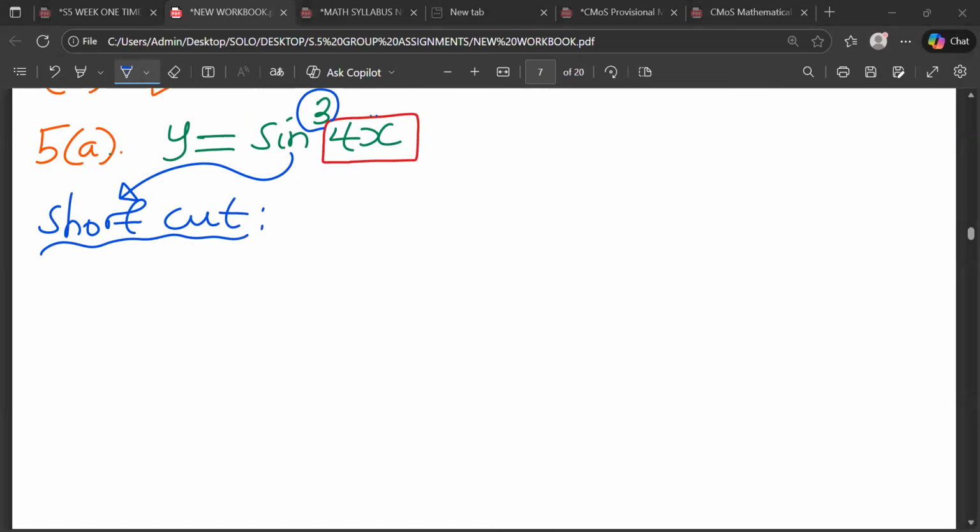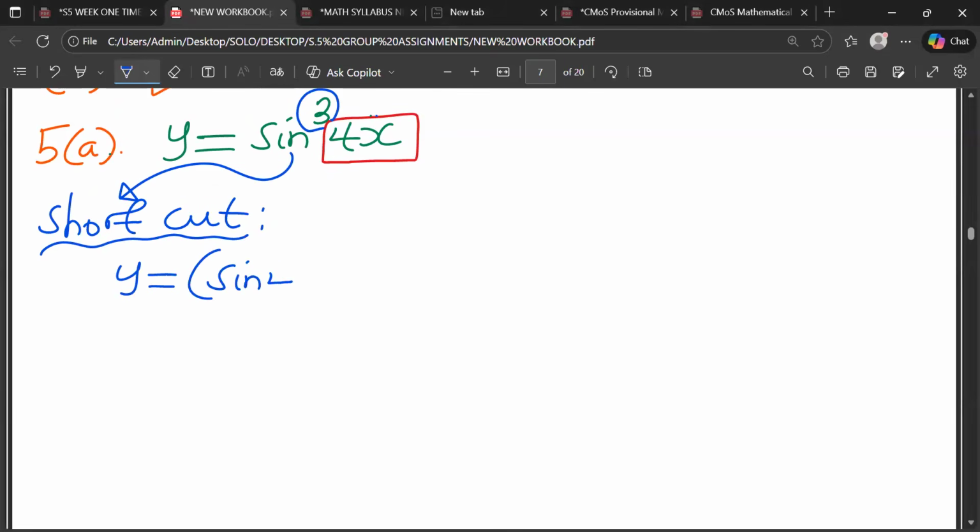So, this is it, people. How does the shortcut work? You first rewrite and say this is sine of x power 3. I want you to follow. Listen carefully. So we are using the shortcut.